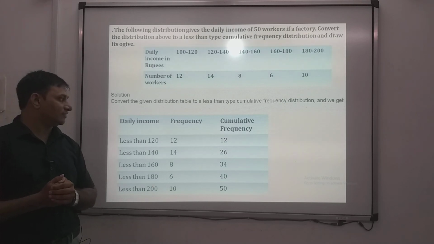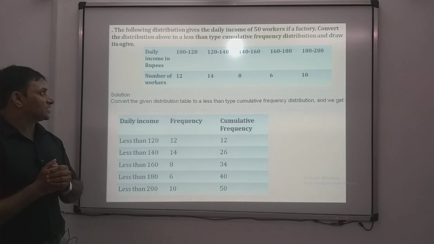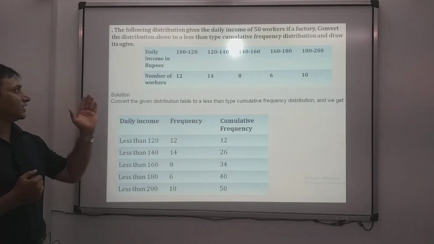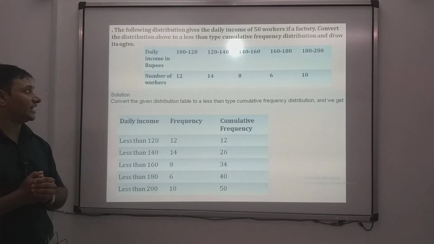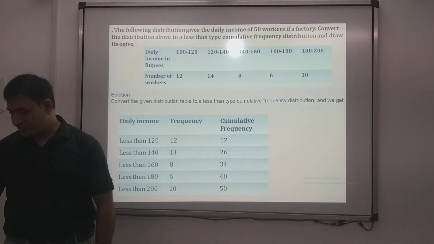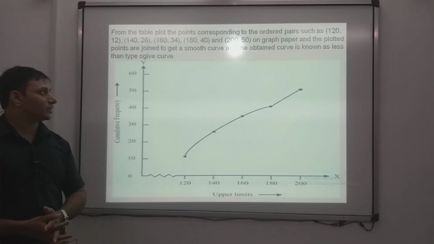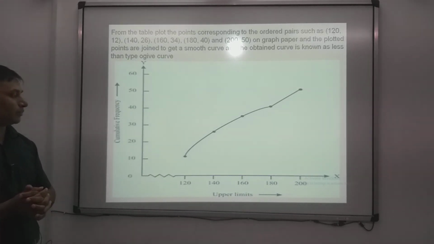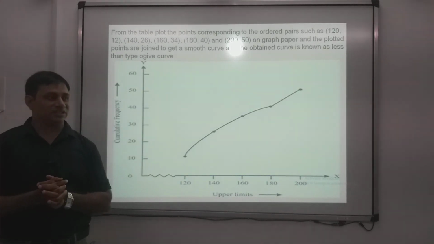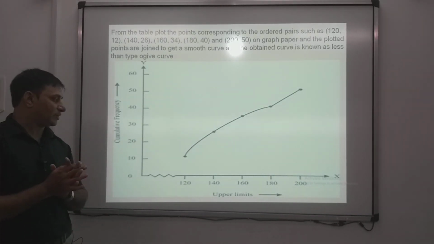Students, for putting it in the graph, we have to take the class with the higher value, 100 to 120. The upper boundary point we need to put on the x-axis and the cumulative frequency on the y-axis. I have done it here for you. From the graph we came to know the cumulative frequency for 120. For less than type we need to take the upper limit of the class which has been given to us. Please note that very well, and from that put it on the graph paper.